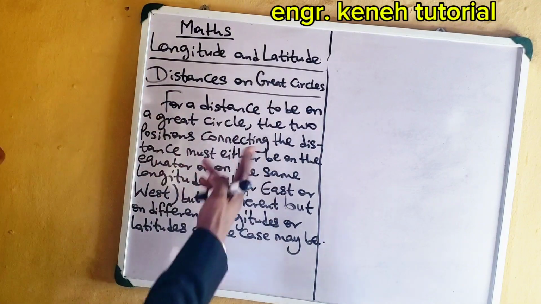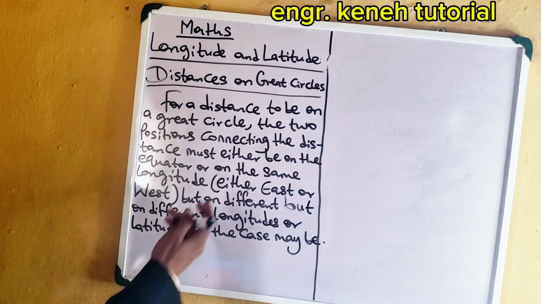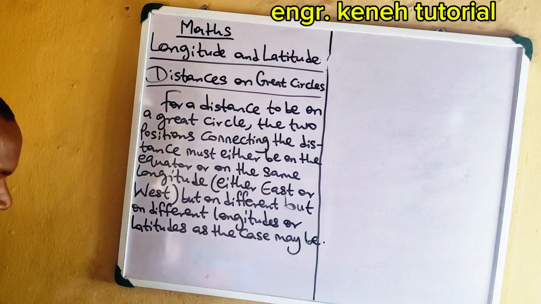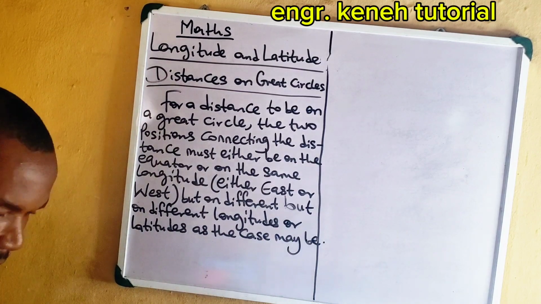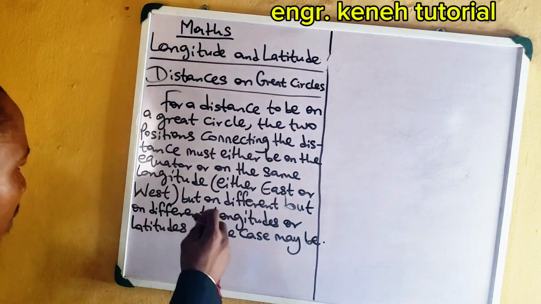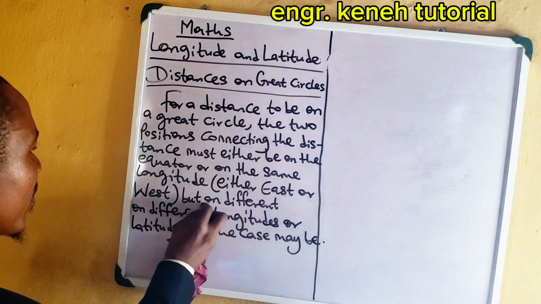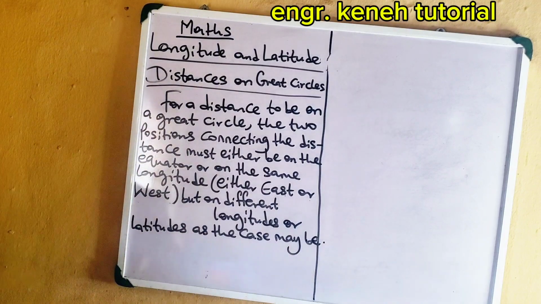They said for a distance to be on a great circle, the two positions connecting the distance must either be on the equator or on the same longitude, that is either east or west. That means both should be east, east or west, west, but on different longitudes or latitudes, as the case may be.